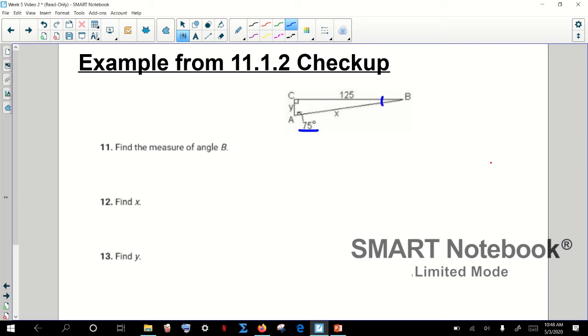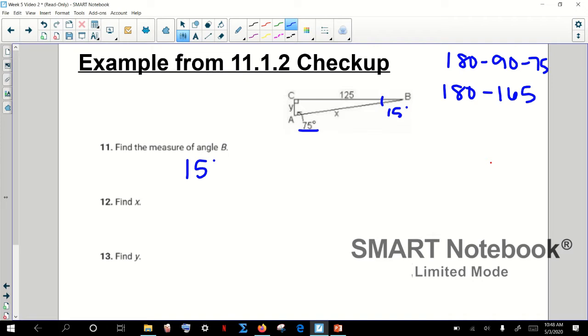If you remember from geometry, all the angles in a triangle add up to 180. So if I want to find B, I just take 180 and subtract 90, and then subtract 75. So that's 180 minus 165. So that means angle B is 15 degrees.